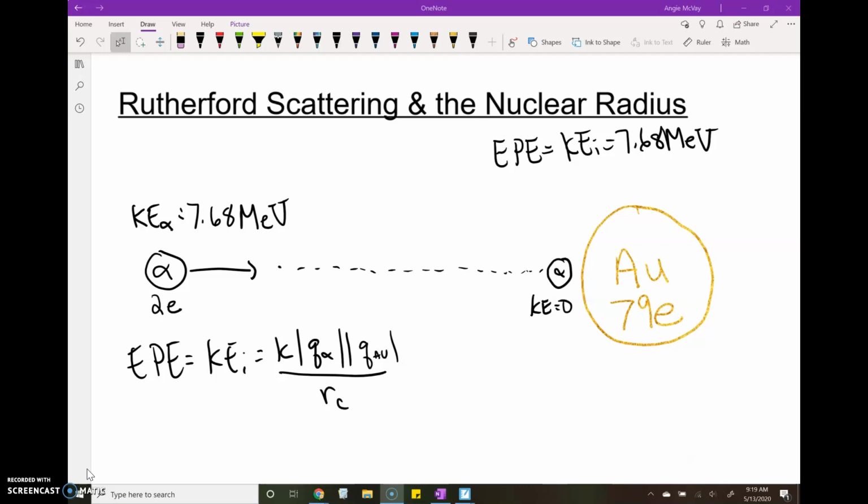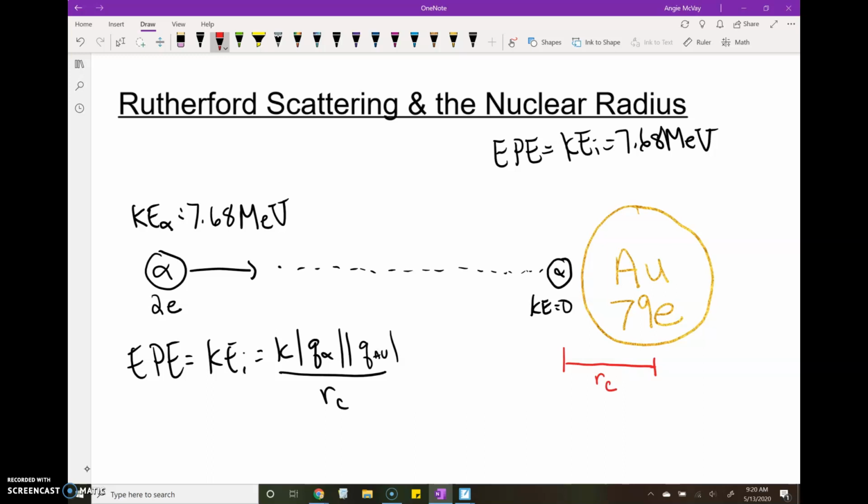This distance has a special abbreviation, C, for critical distance. It's the closest the alpha particle could have gotten to the gold atom. And so that critical distance is the distance from the center of the alpha particle to the center of the gold.